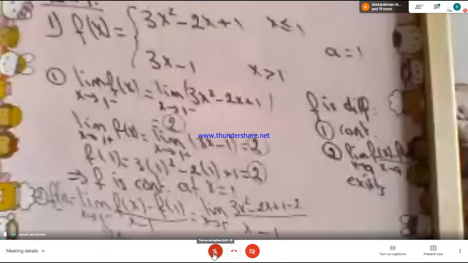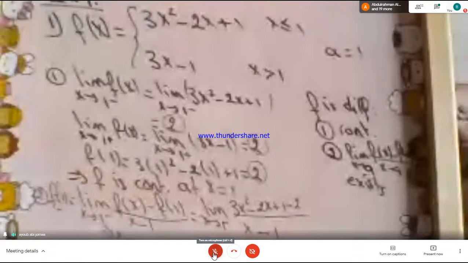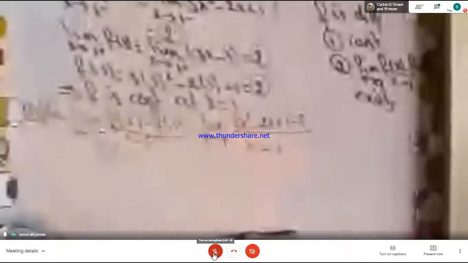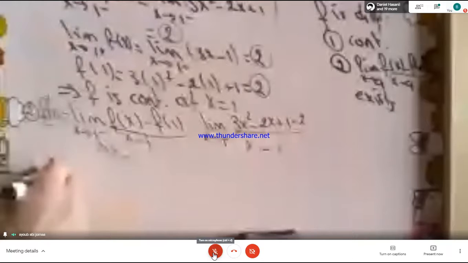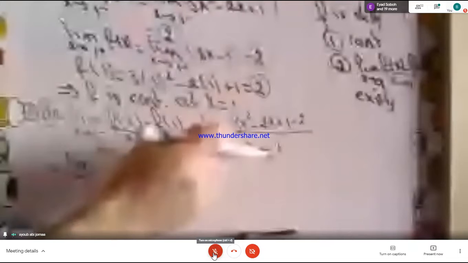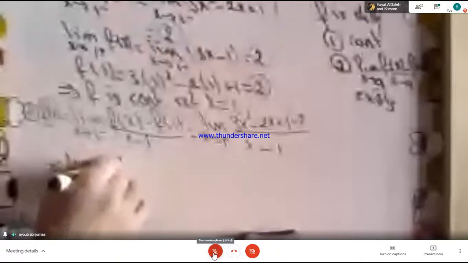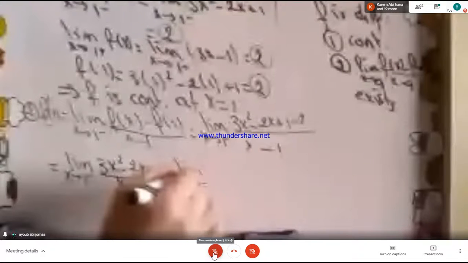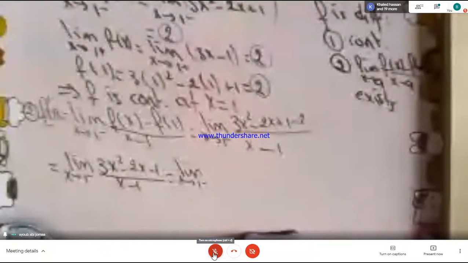Now, to continue, find this limit, the same way you found the limit here in the previous lesson. نفس الشيء، ما تغير شيء. بيطلع معك infinity، بيطلع معك 2، بيطلع معك 0، شو بيطلع معك؟ You find the limit. So it is equal to limit x approaches 1 minus of 3x squared minus 2x minus 1 over x minus 1. If you replace x by 1, you'll get 0 over 0, which is the indeterminate form.